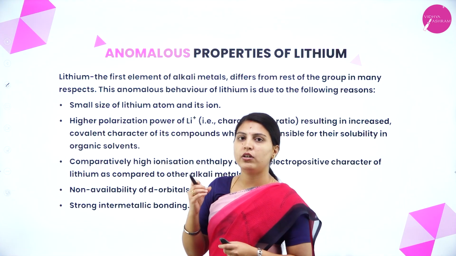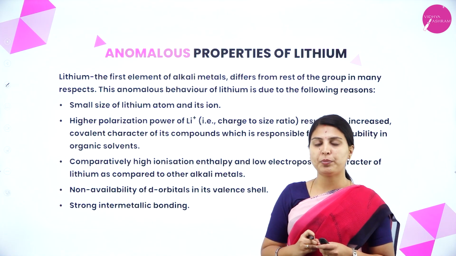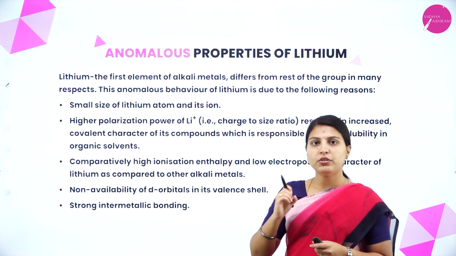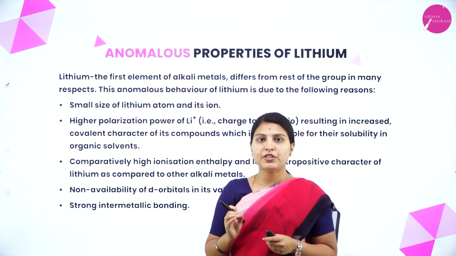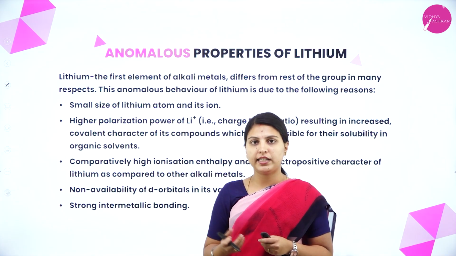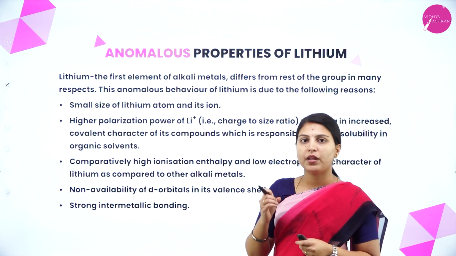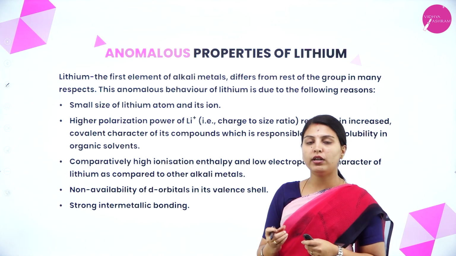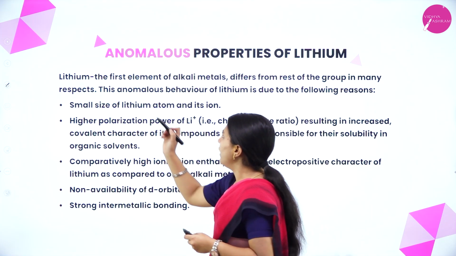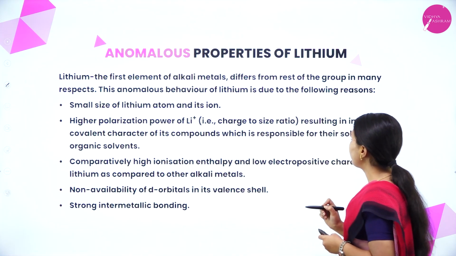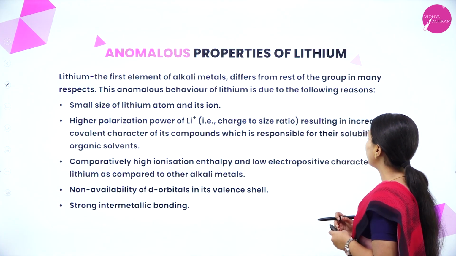While I was giving the introduction about the alkali metals, at that time I told you that some anomalous properties are present in this block for some of the elements. Anomalous means one element which does not give similar properties like other elements. Like that, lithium is the one element in group 1 which does not show similarities with other elements most of the time. Lithium, the first element of the alkali metals, differs from the rest of the group in many respects. This anomalous behavior of lithium is due to the following reasons.